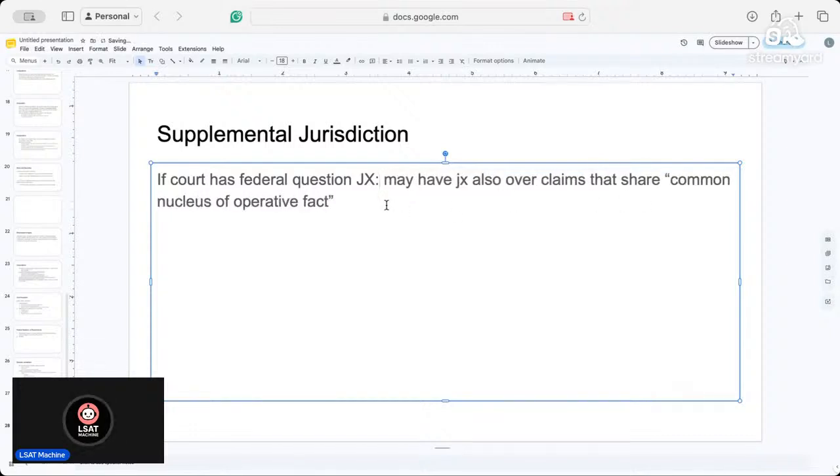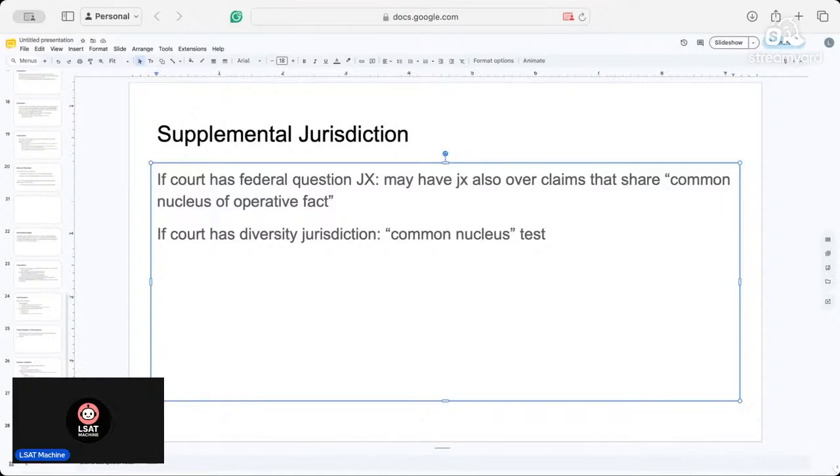Okay, it may have jurisdiction over claims that have a common nucleus of operative fact. If the court has diversity jurisdiction, so it's not because the lawsuit comes out of the Constitution, it's because they're from different states, you have to have the common nucleus test. And something else.